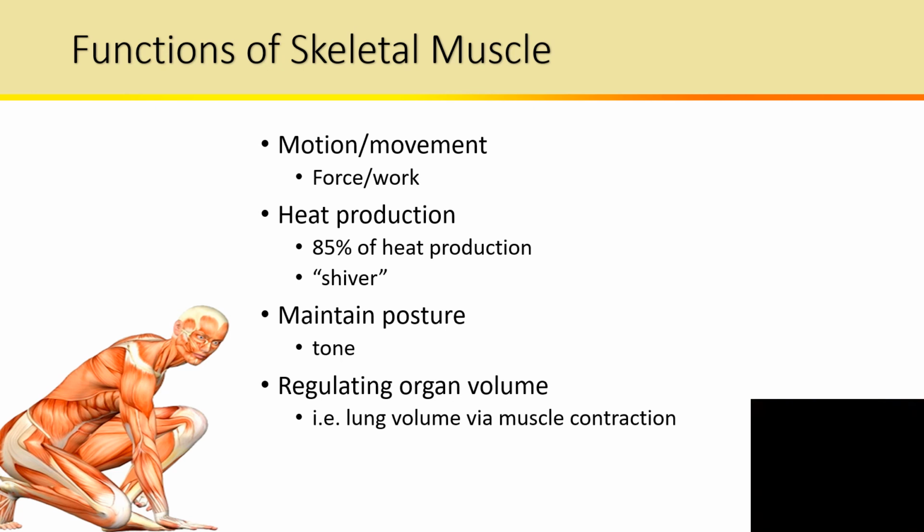In other words, like I mentioned before, all the muscles have a little bit of what we call tone, which means the muscles are mildly contracted at all times. They're not totally flaccid. There's a little bit of tone in all these muscles. However, to be able to maintain posture, this tone in certain muscles is very important. Also, in regulating organ volume, skeletal muscle becomes important.